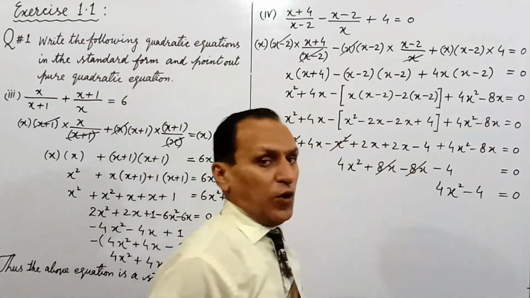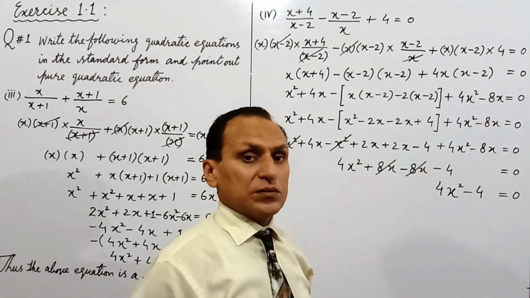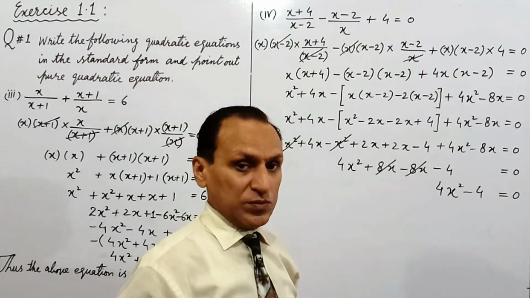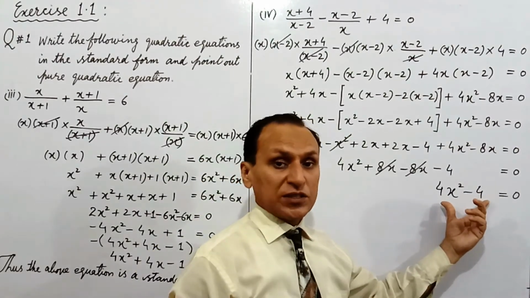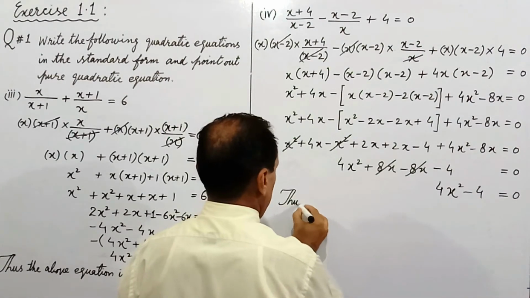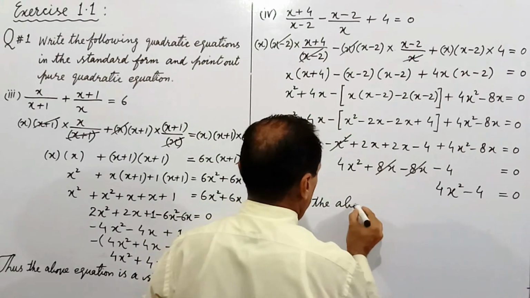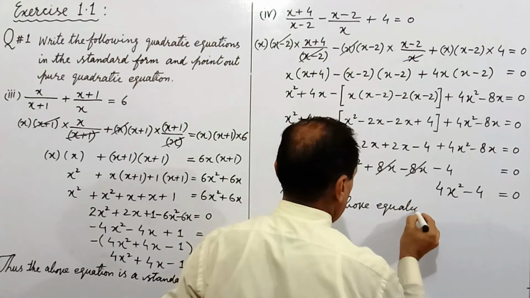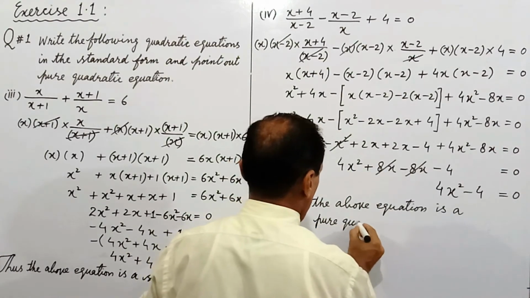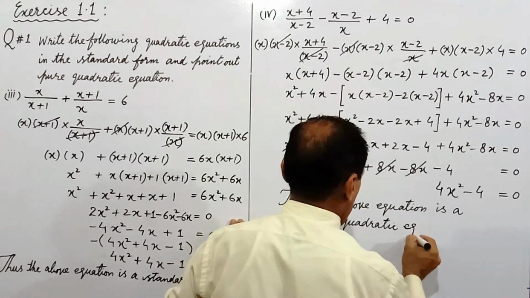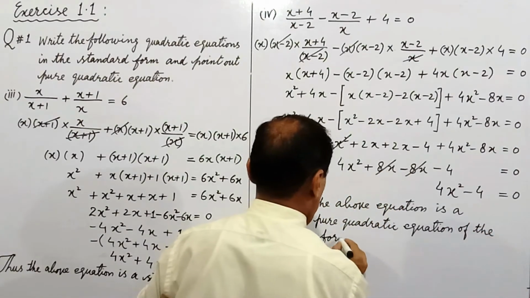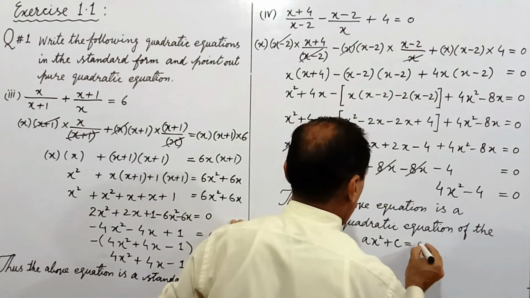In the introductory lecture of this chapter, Quadratic Equations, we learned the basic form of a pure quadratic equation is ax square plus c is equal to 0. That means if a quadratic term and a constant term are left in an equation, then that will be a pure quadratic equation. Thus, the above equation is a pure quadratic equation of the form ax square plus c is equal to 0.